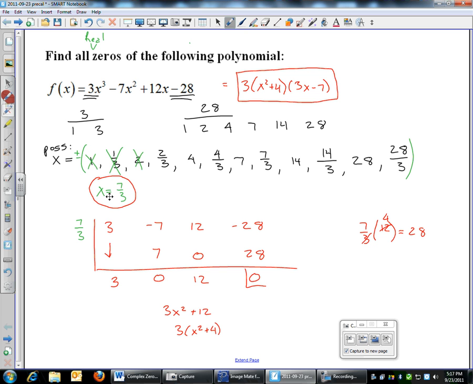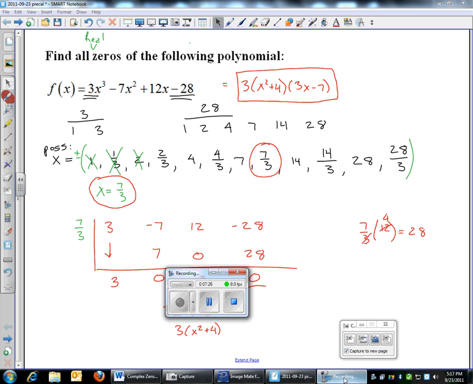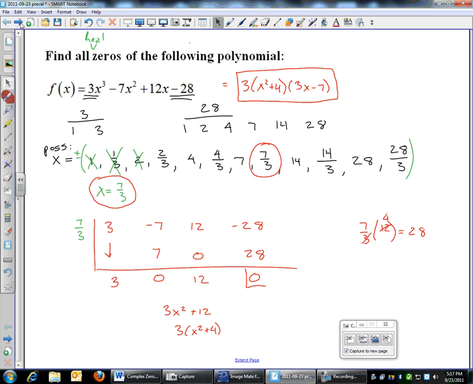So 7/3 is the only one that really works, and this kind of ended up being ugly, but you list your possibles, factors of 28 over factors of 3, then plug them in one at a time. And in this case, 7/3 was the only one that worked. Then you could do synthetic to figure out what the rest of the function is. And that's what we did last Friday. I really wasn't hoping that would take 7 minutes, but hey, what the heck.